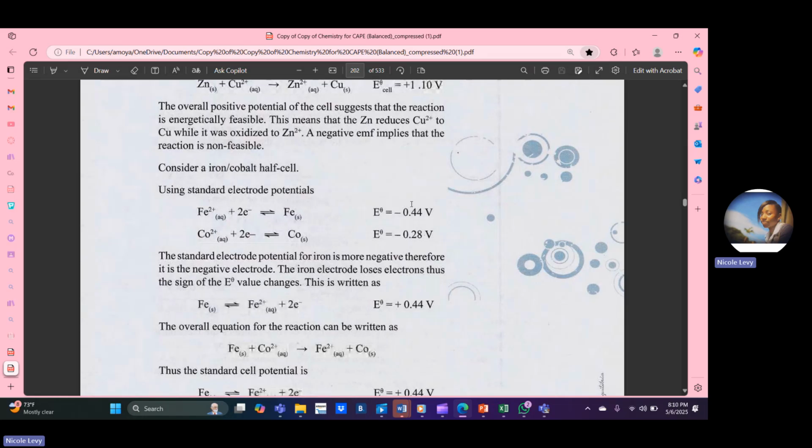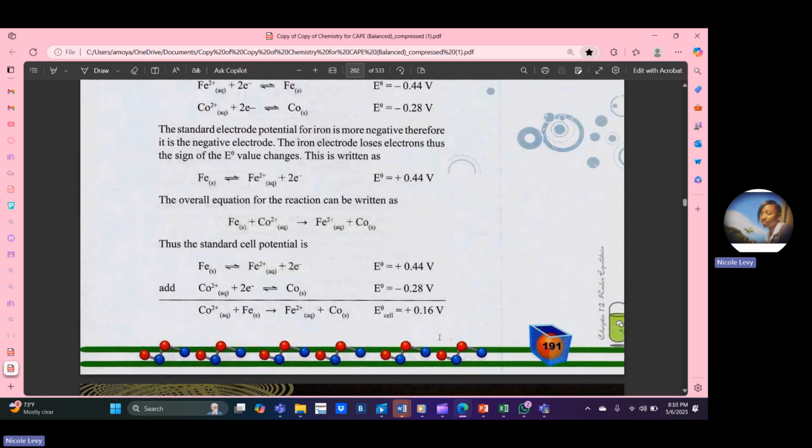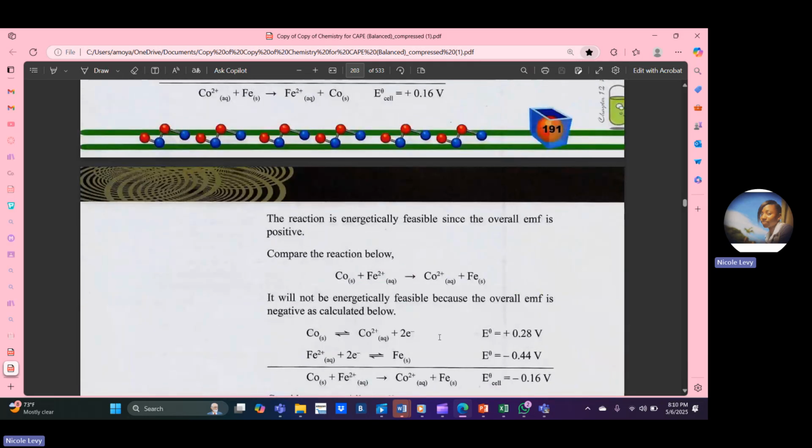So I have to flip this equation to show that the iron is going to lose electrons. When I flip this, the sign is going to change to positive 0.44. Then when I add the 0.44 to the minus 0.28 from the cobalt reaction, which remains the same, I get plus 0.16. So the reaction is feasible, because the E cell value that we get is positive.